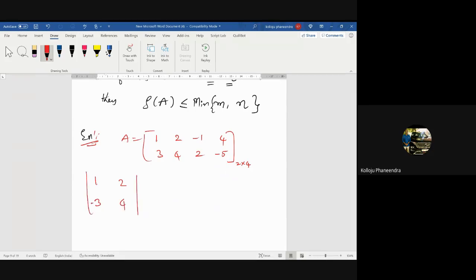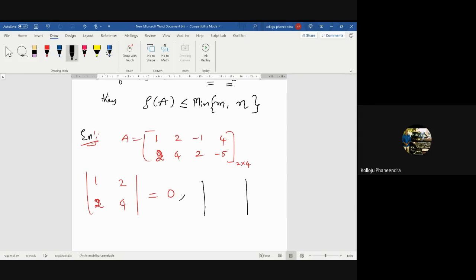Okay, I will select this as minus 2, this as minus 2. What is this determinant? This is 8. If I select plus 2, what is the determinant? 0. So don't conclude it is not 2, because I have to select all possible 2 by 2 determinants.